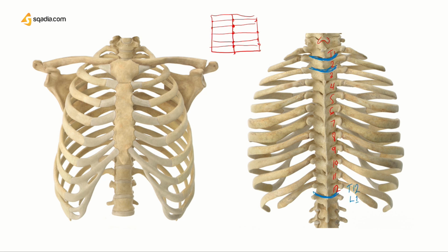So where does the 13th joint come in? It's over here. This is the joint between C7 and T1. So now, let's write this down. 13 intervertebral joints. Okay?